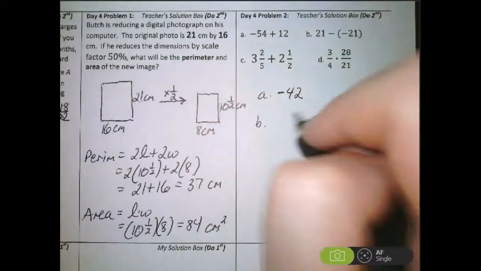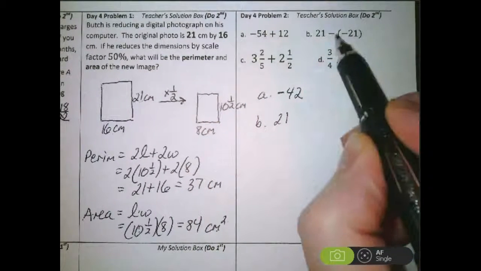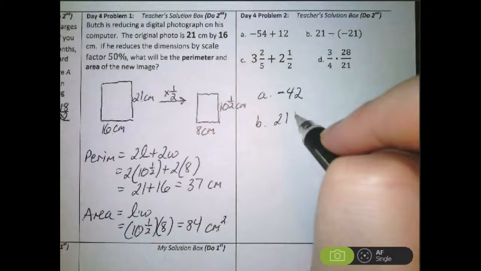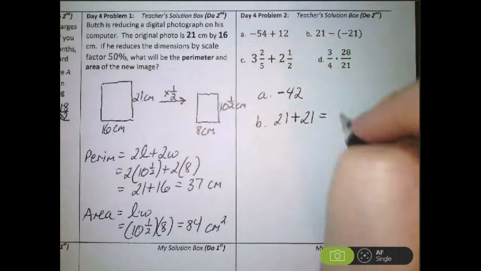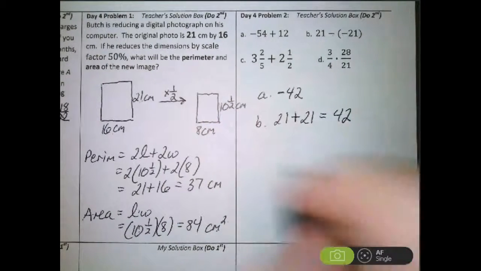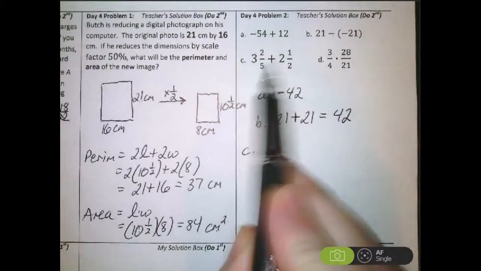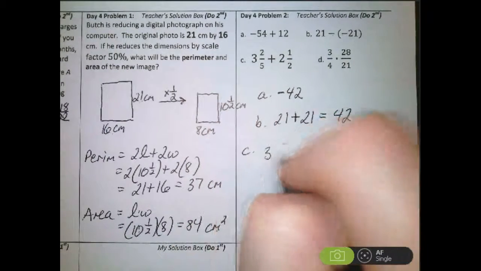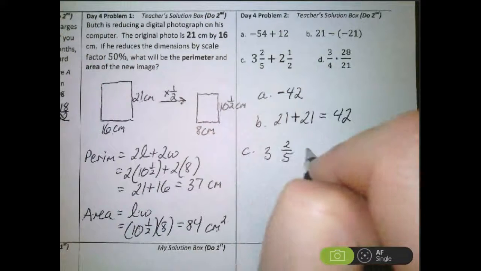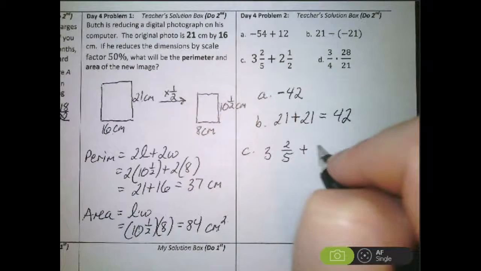Question B, 21. Subtracting a negative could be rewritten as adding a positive. 21 plus 21 is 42. Okay, question C, we want to add these mixed numbers together. So 3 2/5 plus 2.5.